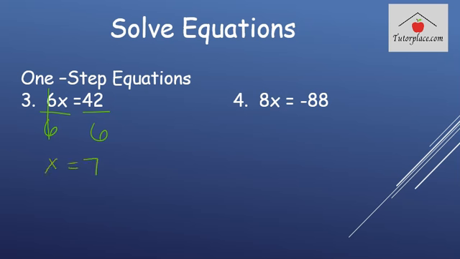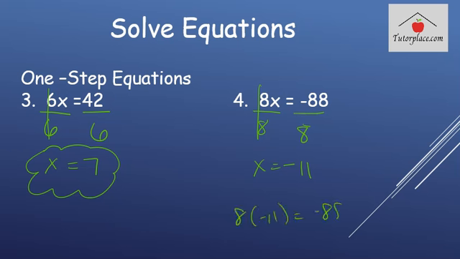All right, here we have 8x. So to get that x completely by itself, I want to divide by 8. Those cancel. And I must divide this side by 8. Negative 88 divided by 8 gives me negative 11. Check it. 8 times negative 11 gives me negative 88. So yes, that does equal on both sides of the equation. So x equals negative 11 is the correct answer.